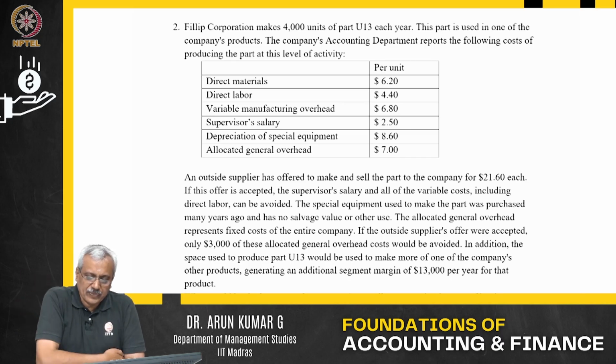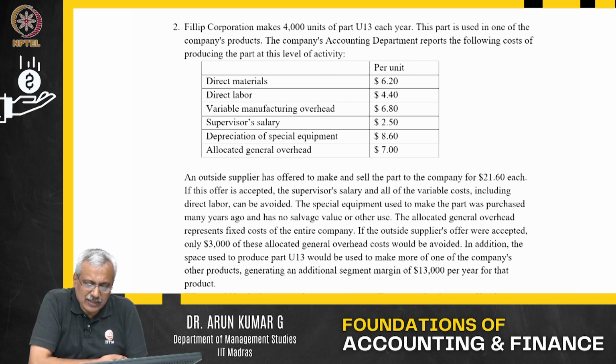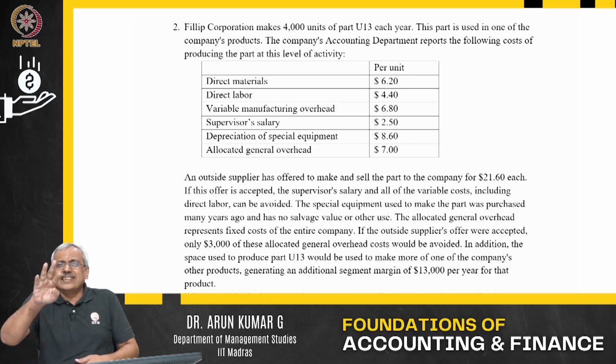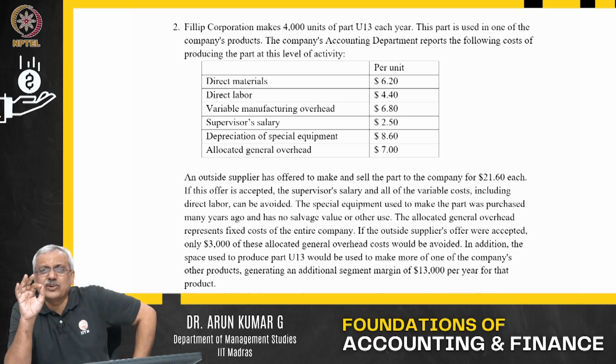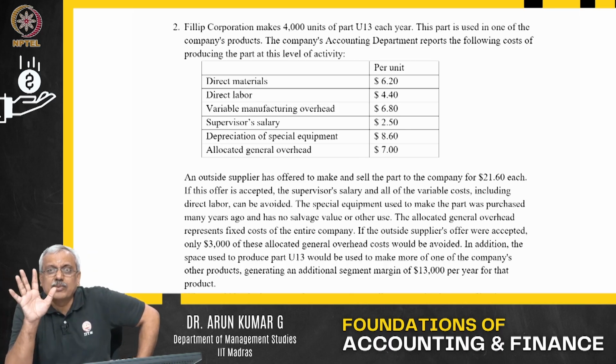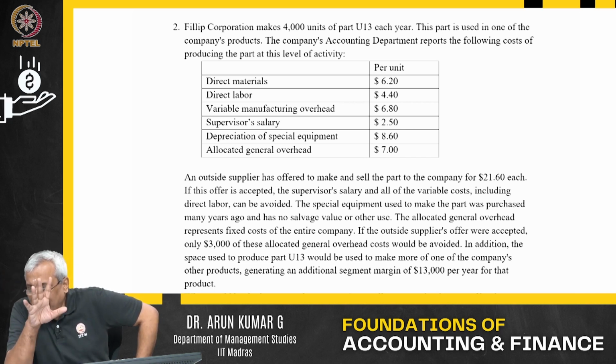Next, I move on further. The allocated general overhead represents fixed costs of the entire company. If the outside supplier's offer were accepted, only 3,000 of the general overhead could be avoided. So what is the total general overhead cost? 7 into 4. 7 into 4 is 28,000. Am I right? 28,000? Yeah. Out of 28,000, only 3,000 is avoided. So that 25,000 will be incurred even if you manufacture or do not manufacture. So that is a common cost. What are we looking at? Relevant cost.